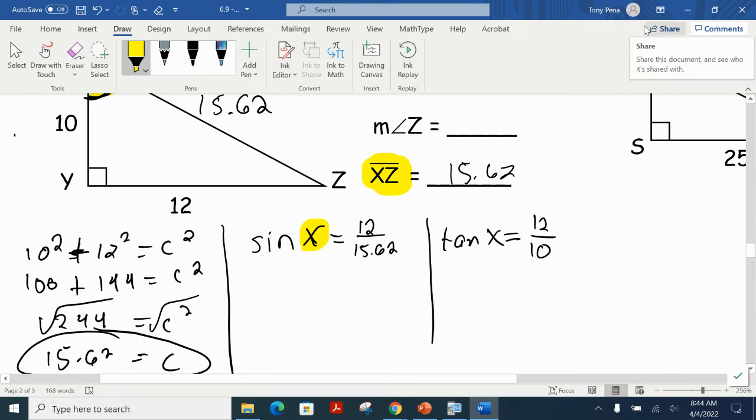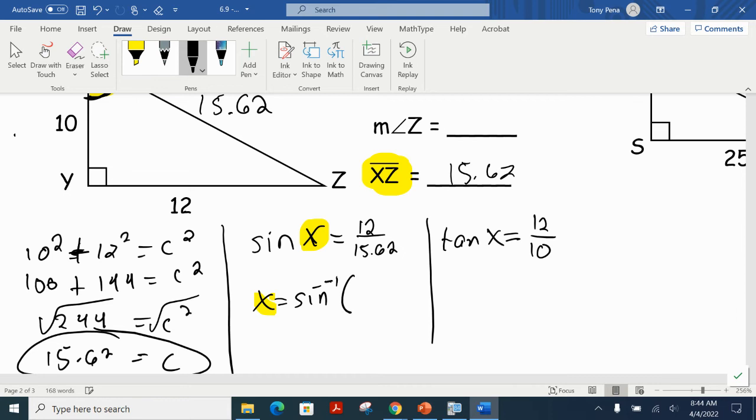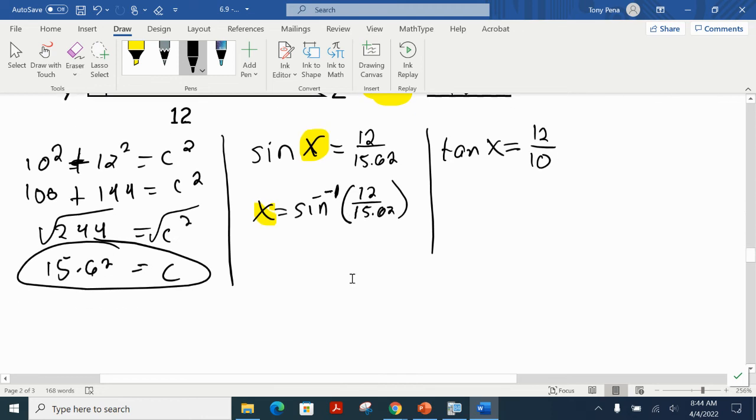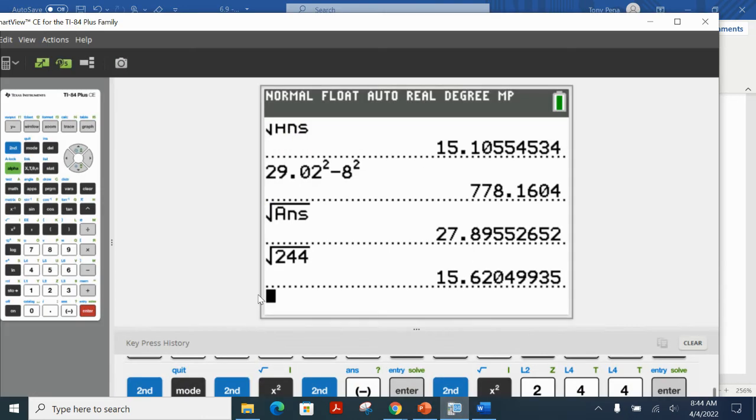So the way we now plug this in is on the calculator, you're going to do X equals that second sine key. So you're going to see a little sine to the negative one. And then you're going to plug in the 12 over 15.62. If you're not sure how to access that, Mr. Kubitz is around. I can come around real quick. This is now what you have to plug into your calculator. All right? There's no other way to do this than with your calculator.